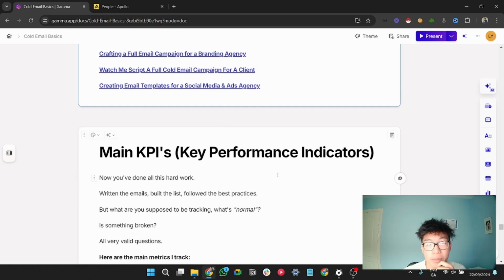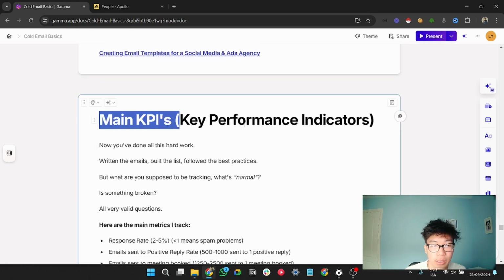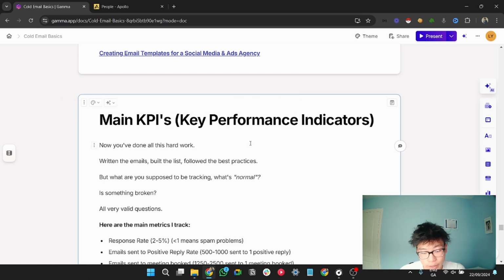Yeah, so main KPIs, key performance indicators. You've done all the hard work: you've done the response handling, you've set the leads list, you've done the copy, you have the software, you have everything set up. It's all pretty and all mixed up.